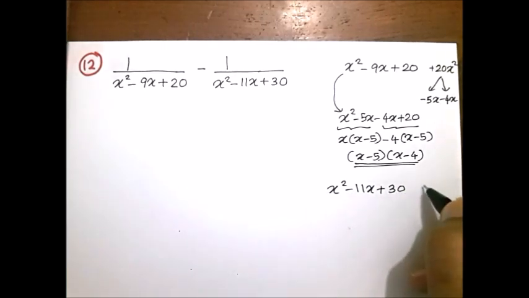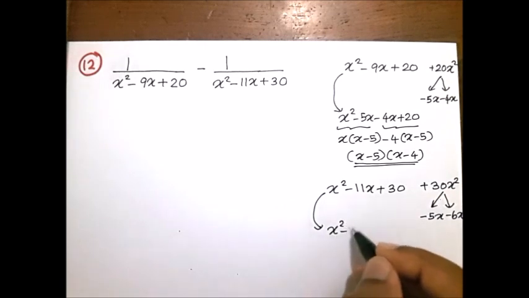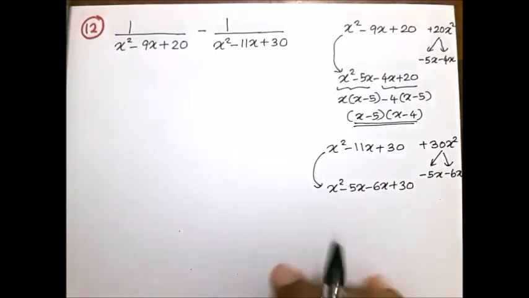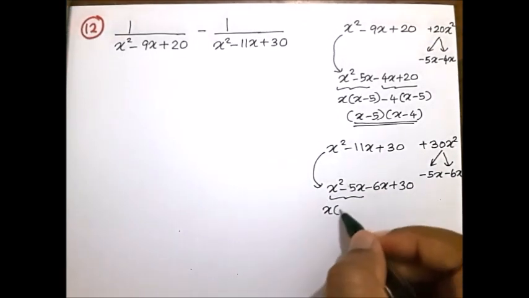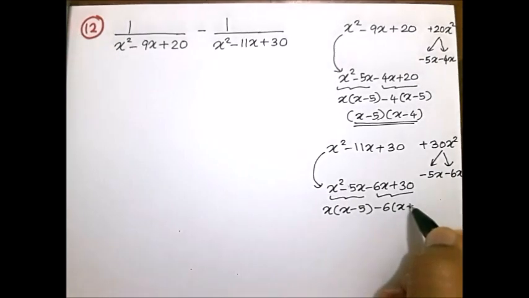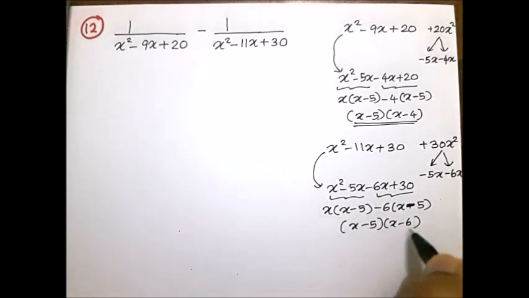Again multiply the first term and the last term. It is plus 30x to the power 2. And separate this into two terms. The two terms are minus 5x and minus 6x. Then write these two terms for 11x. x to the power 2 minus 5x minus 6x plus 30. Then take common terms out. x common, x minus 5; here minus 6 common, x minus 5. The factors are x minus 5 and x minus 6.